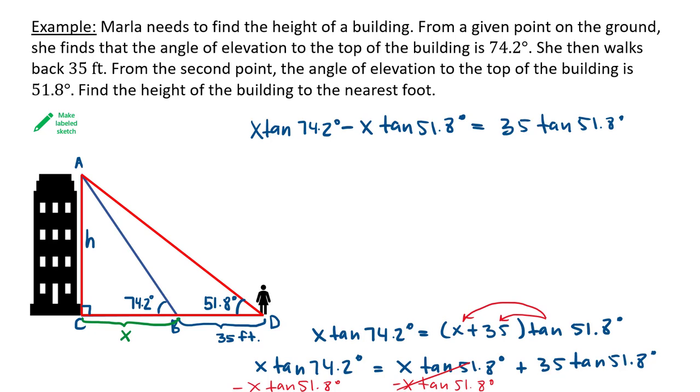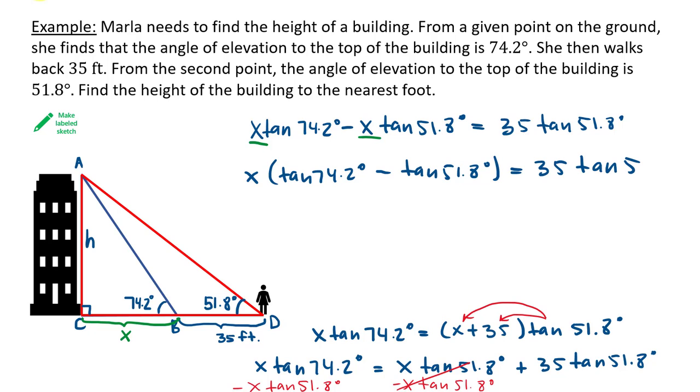We're almost there. So what we'll do next is the following. Notice that on the left we have two terms and they both involve the same factor, which is x. That means that we can factor it out. So let's factor out x. As I pull out x, I will have tangent of 74.2 degrees minus tangent of 51.8 degrees left. And then on the right hand side is 35 tangent of 51.8.